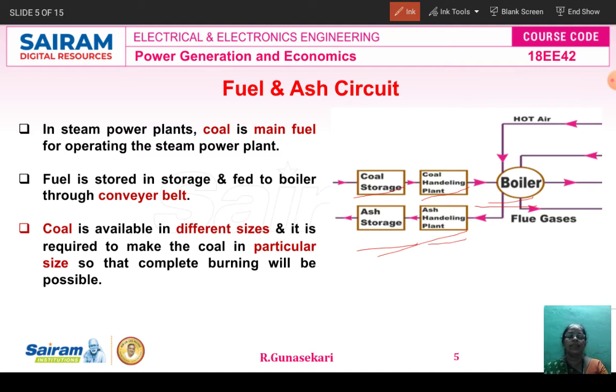In the fuel and air circuit, the coal is available in different sizes. This is unsized coal. So we have to make the coal into the required size. How is it possible? The unsized coal is made into required size coal, that is called pulverized coal.